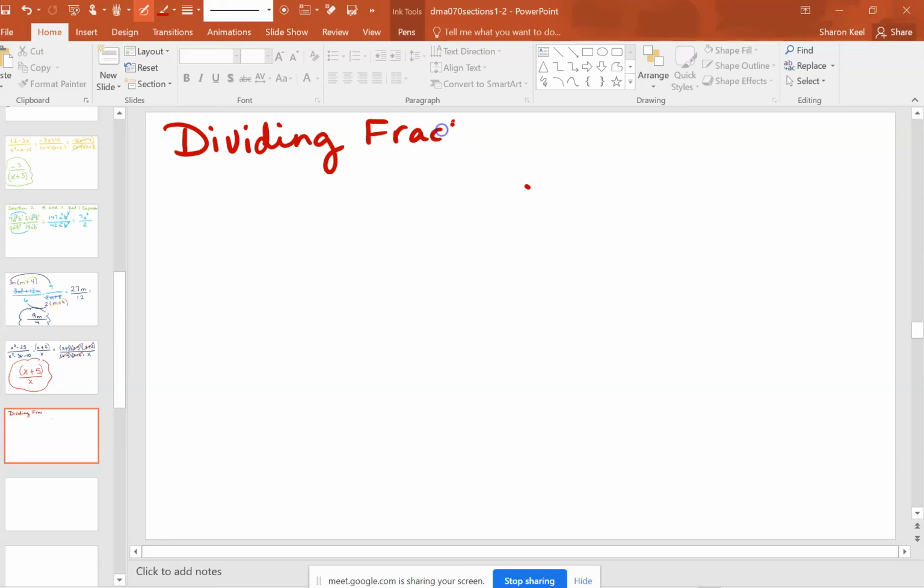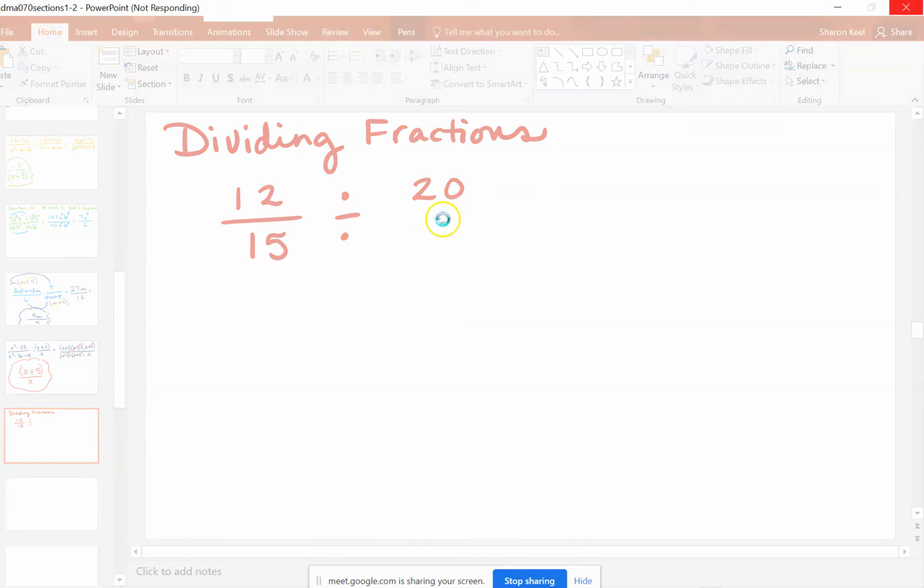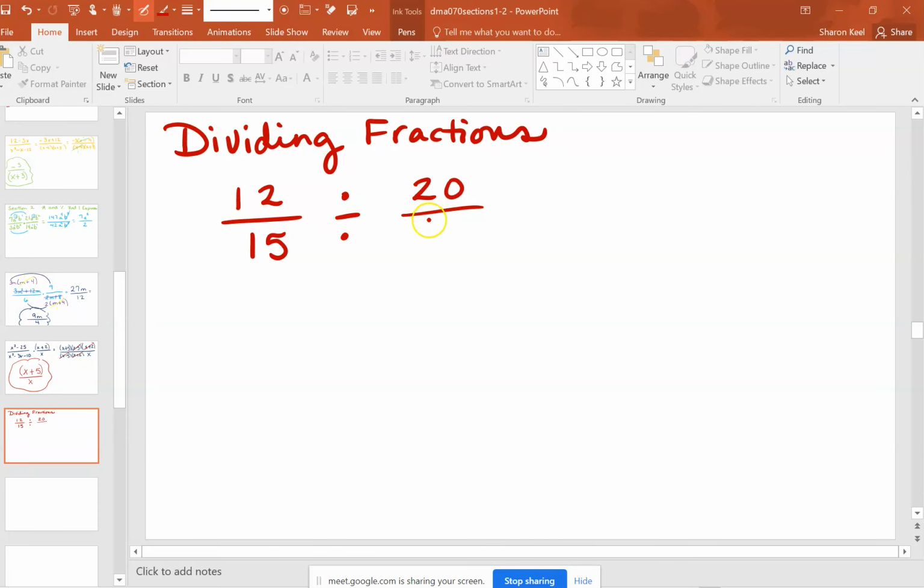And I'm just going to put dividing fractions to start off with. If I were to give you, let's say, 12/15 divided by 20/35ths. Okay. What we would do is the first term is going to stay the same.